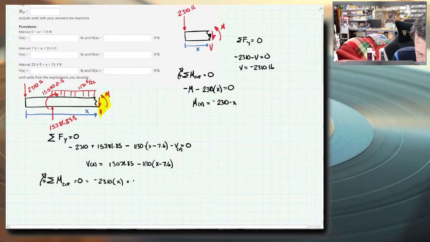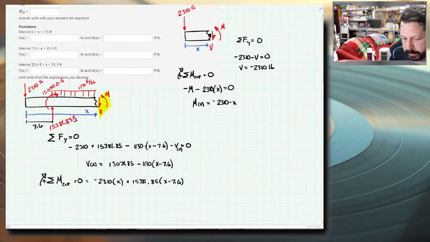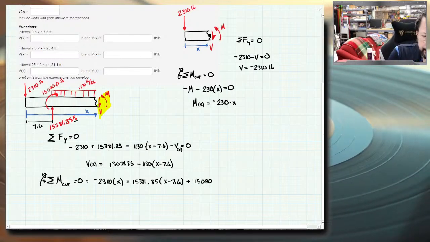plus 381.85, that's pounds right there, it's kind of hard to read, times, this one has a moment arm of x minus 7.6, this distance here, 7.6 feet. We could go ahead and put the concentrated moment in, just plus M, which is 15,090 foot-pounds, already in the right units.